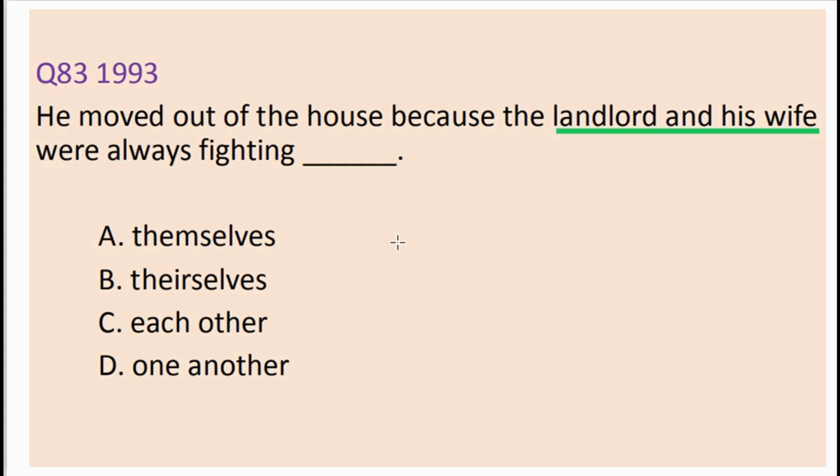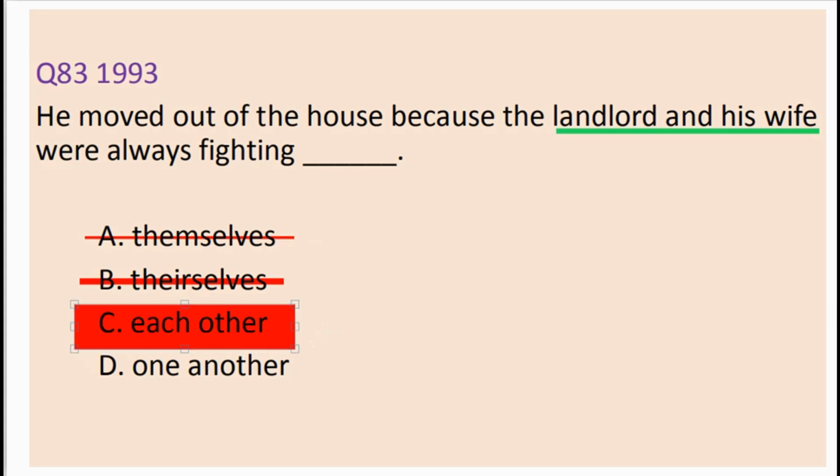Looking at this particular sentence, the landlord and his wife were always fighting themselves. If we pick themselves here, we mean the landlord is fighting himself and the wife is also fighting herself separately. That is not what the sentence means. Option B, themselves. That does not exist in any standard English. Remember? Option C, each other. This is the correct option because we're talking about the landlord and his wife. They were always fighting each other. It means the landlord is fighting his wife and the wife is also fighting the landlord in return.